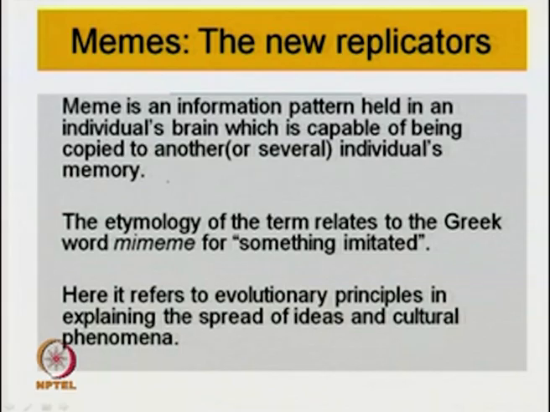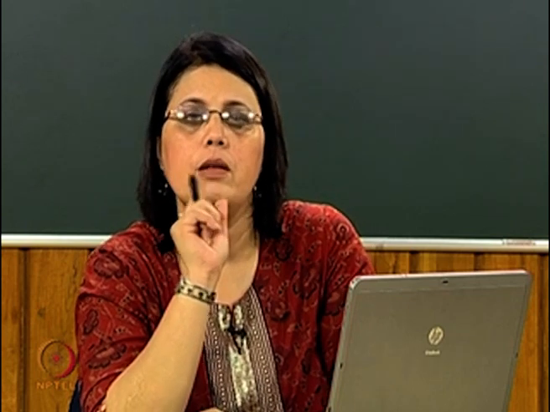So, let us again read from Dawkins' text. A meme is an information pattern, as we have seen, held in an individual's brain, which is capable of being copied to another or several individuals' memory. So, we have talked about the meme as a cultural unit. Here we have another perspective on the meme. The meme is an information pattern which is held in an individual's brain. Even a patch of a song is an information pattern that is held in your brain. A short melody can also be an information pattern which is there in your brain.